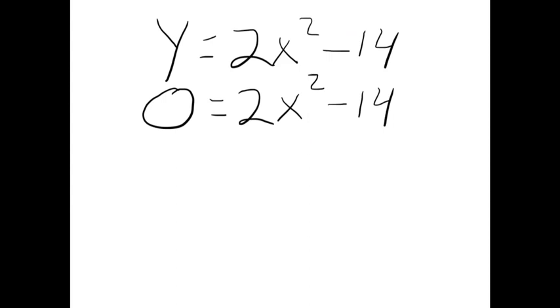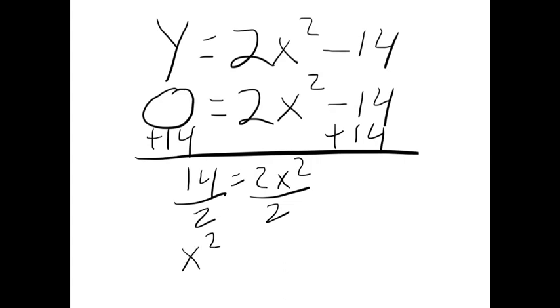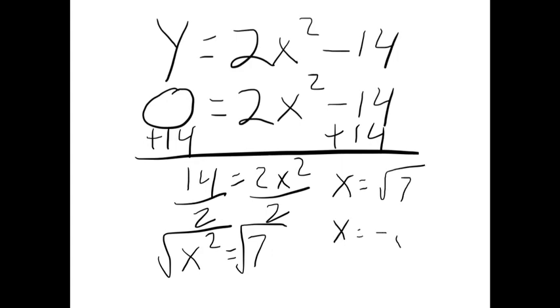The steps are the same, though, and we're going to add 14 to both sides, giving us 14 equals 2x squared. Dividing both sides by 2 gives us, and I'm going to switch the order of the variables here, x squared equals 7, half of 14. So we've got two answers here. Remember we're square rooting both sides, and so x equals the square root of 7, but also x equals negative the square root of 7.